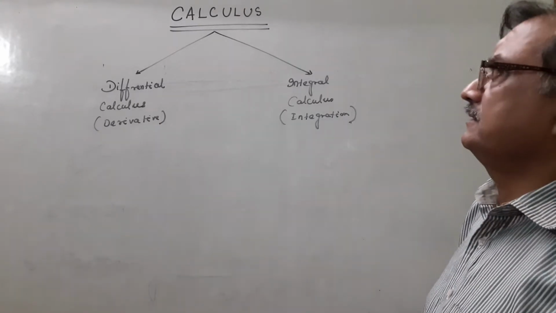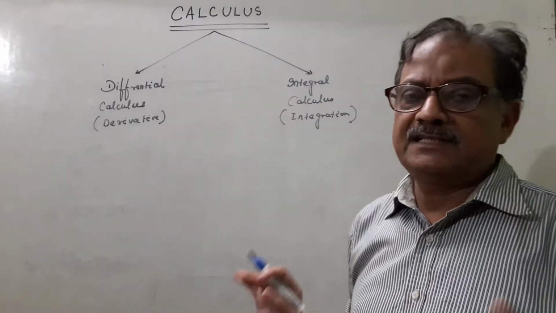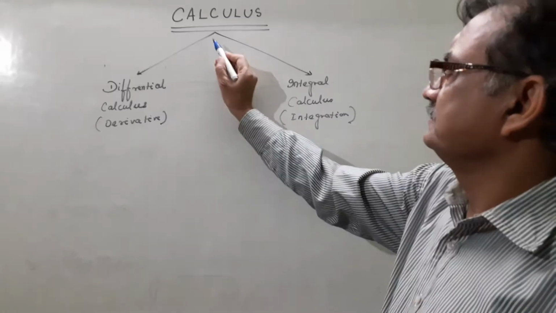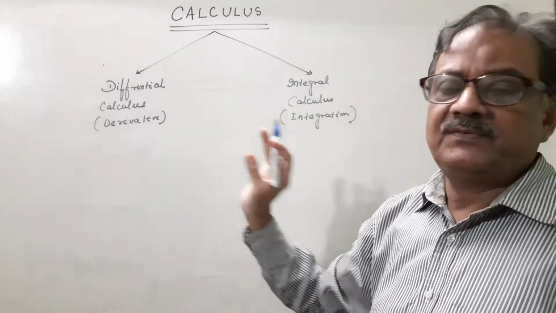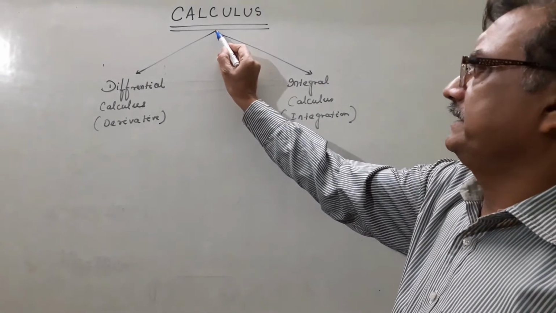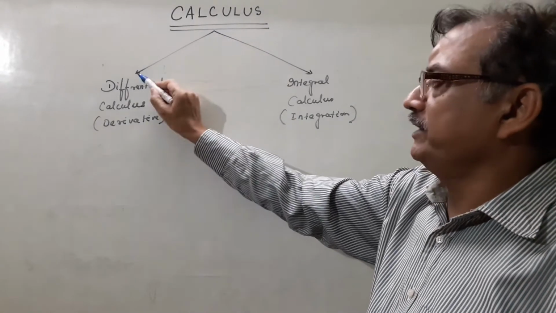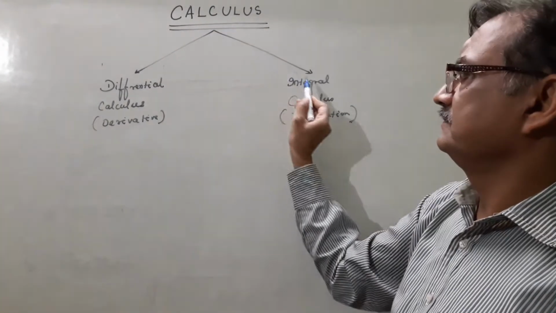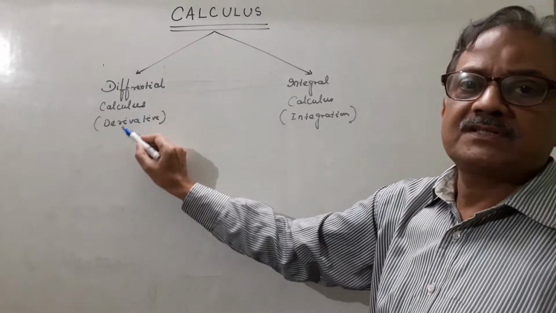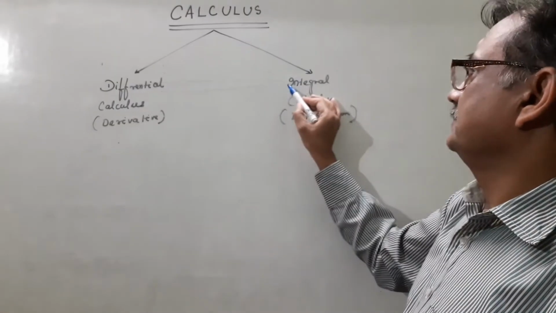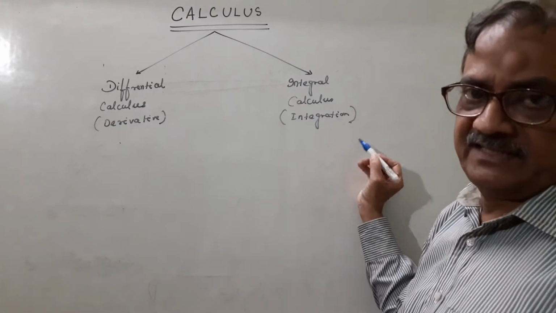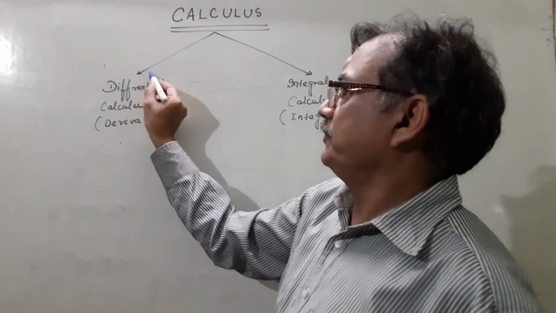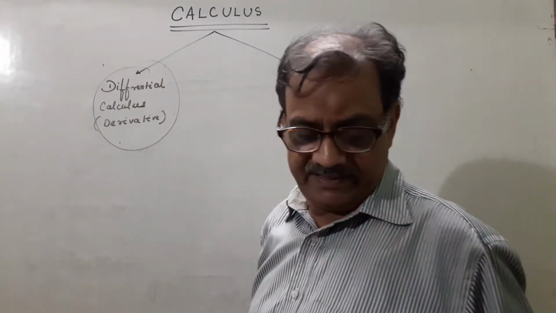Today we'll start the chapter calculus. It is a part of mathematics and it is essential for physics. It is divided into two parts. One is differential calculus, called derivative, and the other is integral calculus, called integration. Today we will focus on differential calculus, or derivative.